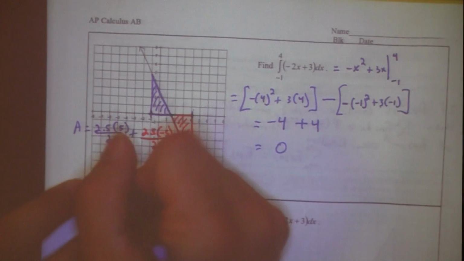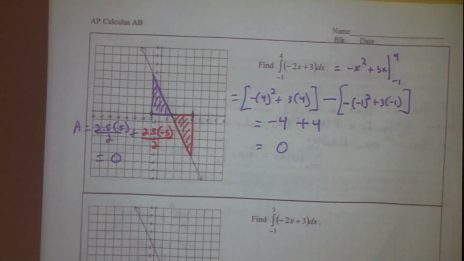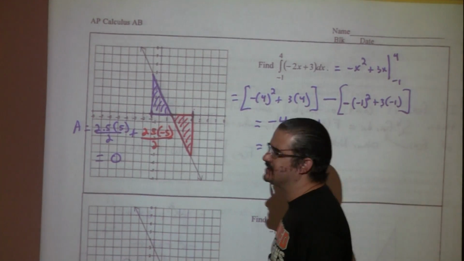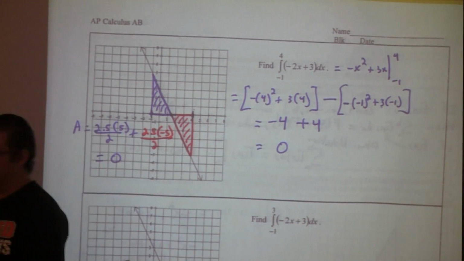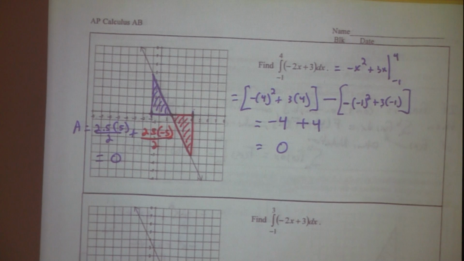The answer should be what? 0. If I changed the question and didn't say this integral and I said find the area, what would you tell me the answer was? Positive 0? No, with the positive answer for adding more. Yeah, so what would the answer be?